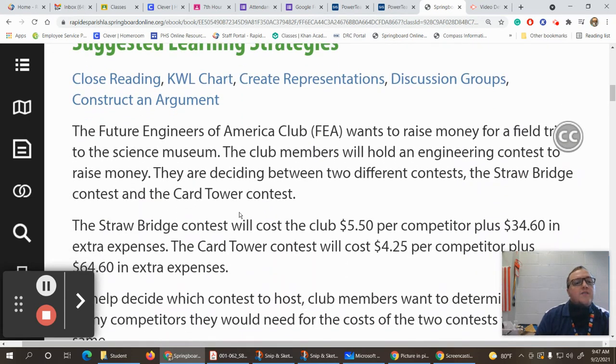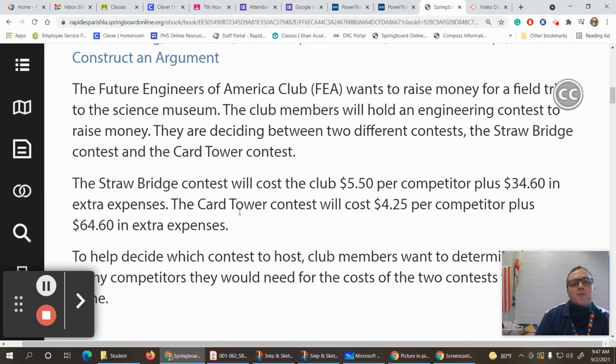So the Future Engineers of America Club wants to raise money for a field trip to the Science Museum. The club members will hold an engineering contest to raise money. They are deciding between two different contests, the Straw Bridge contest and the Card Tower contest. The Straw Bridge contest will cost the club $5.50 per competitor plus $34.60 in extra expenses. The Card Tower contest will cost $4.25 per competitor plus $64.60 in extra expenses.